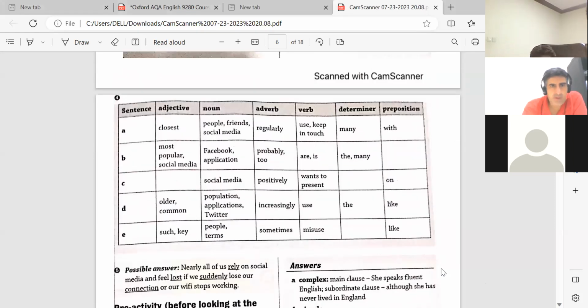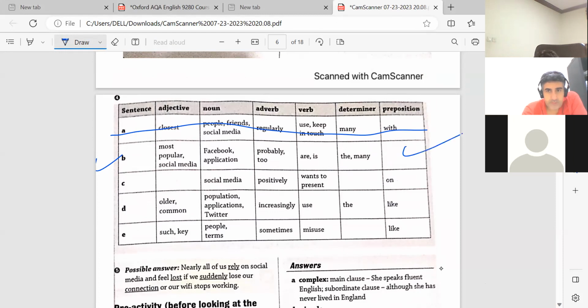Okay, so A is finished. We did it together. Now check B. Any mistakes? I have two mistakes. What are they, Muhammad? Positively, I wrote it as an adjective. I mean sentence B, Muhammad. So you have no mistakes in B, right? Your mistake is in C. Positively here ends in ly, as you see. So it should be an adverb, right?